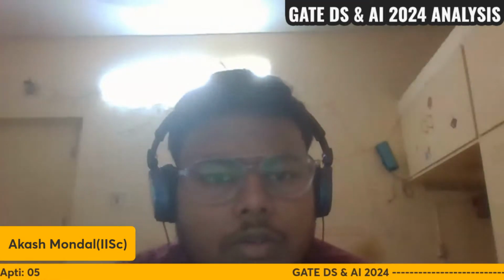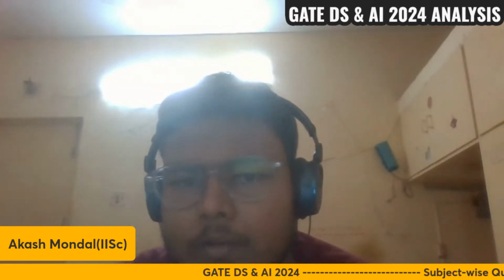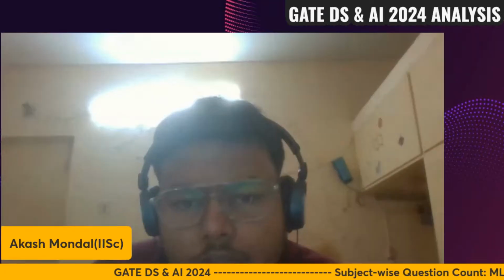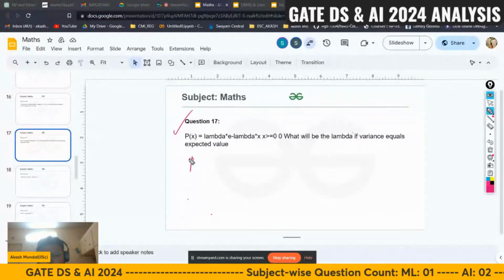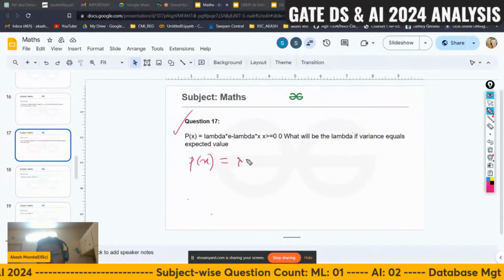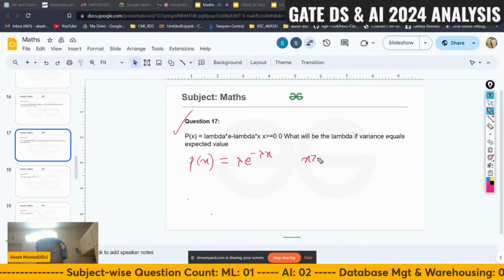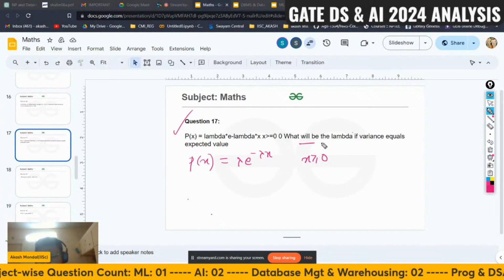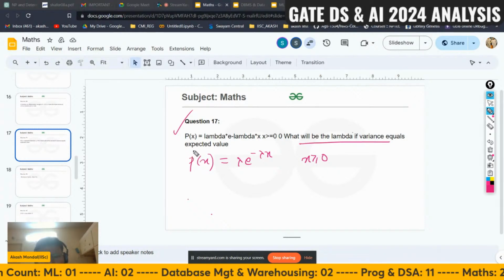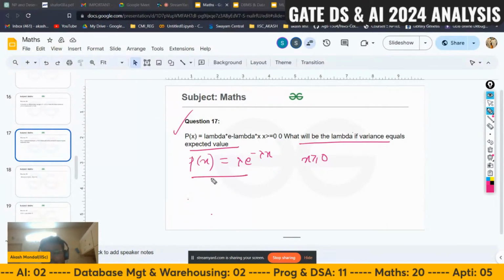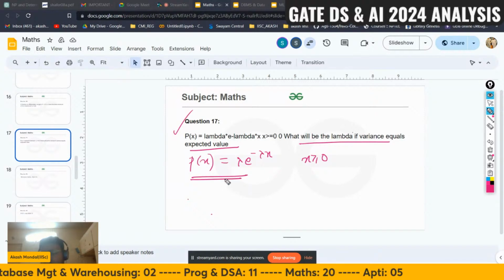So let's solve question number 17. This probability density function is given to you, P of x equals lambda e power minus lambda x when x is greater than or equal to 0. They are asking what will be the value of lambda if variance equals expected value. This is a standard distribution. I'm sorry, this is the exponential distribution.